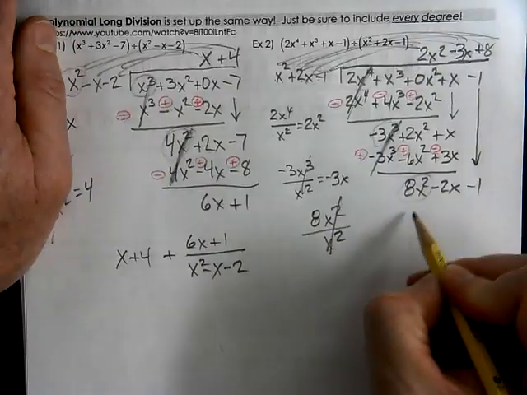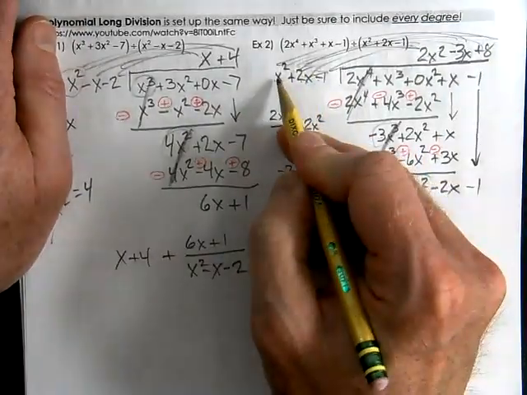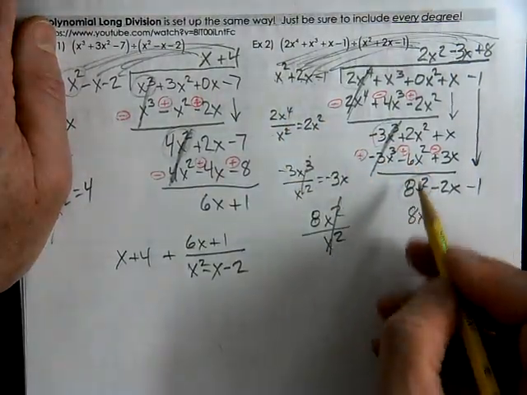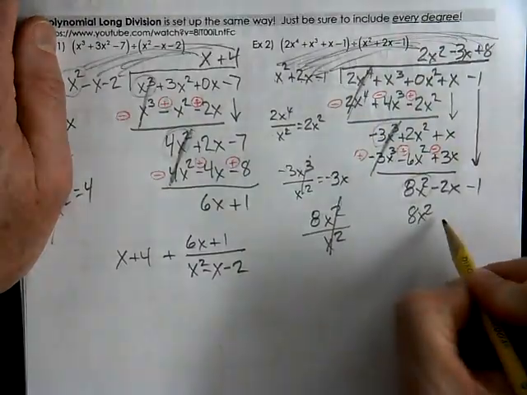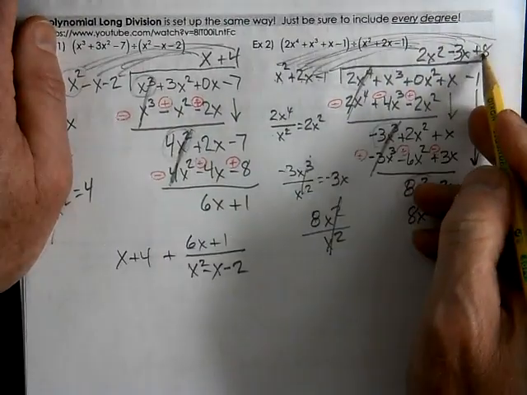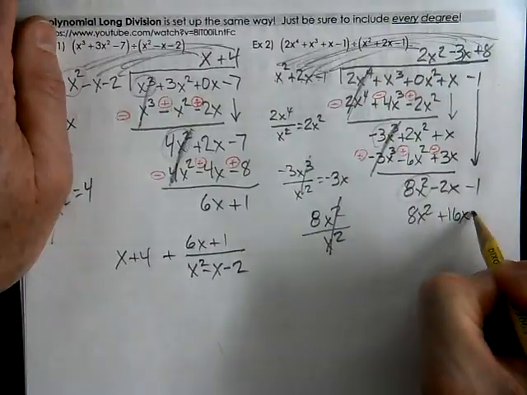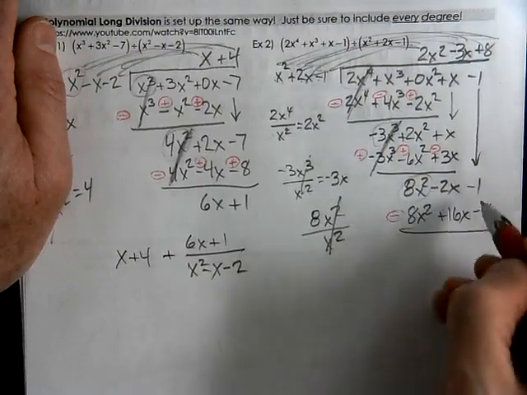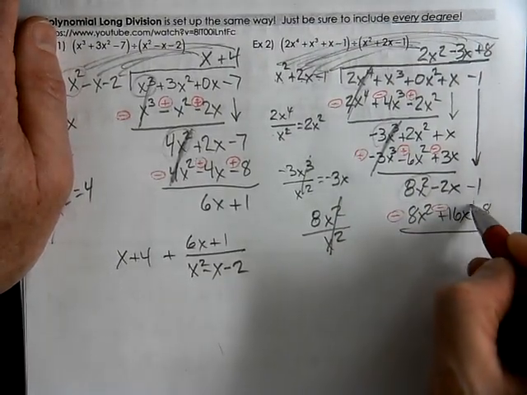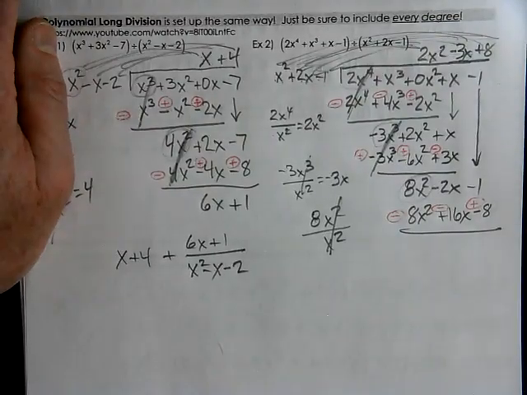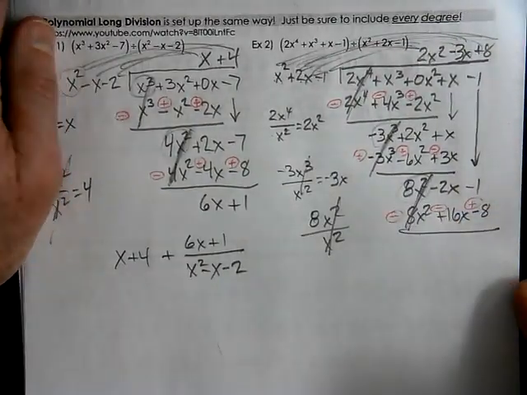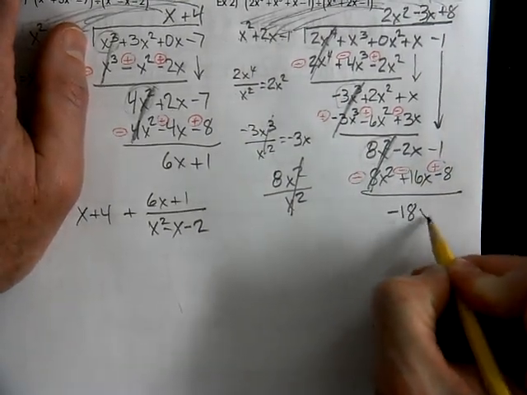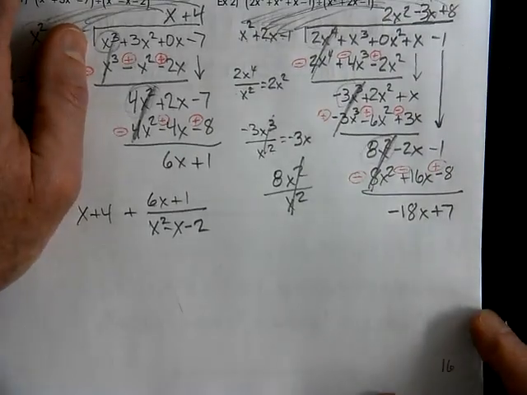Multiply it through. 8x squared, 8 times 1 is 8, and x squared. So those are going to match exactly. Plus 16x minus 8. Subtract, subtract, add it, because you're changing the signs. Those cross out completely like they always do. This becomes negative 18x. This becomes positive 7.